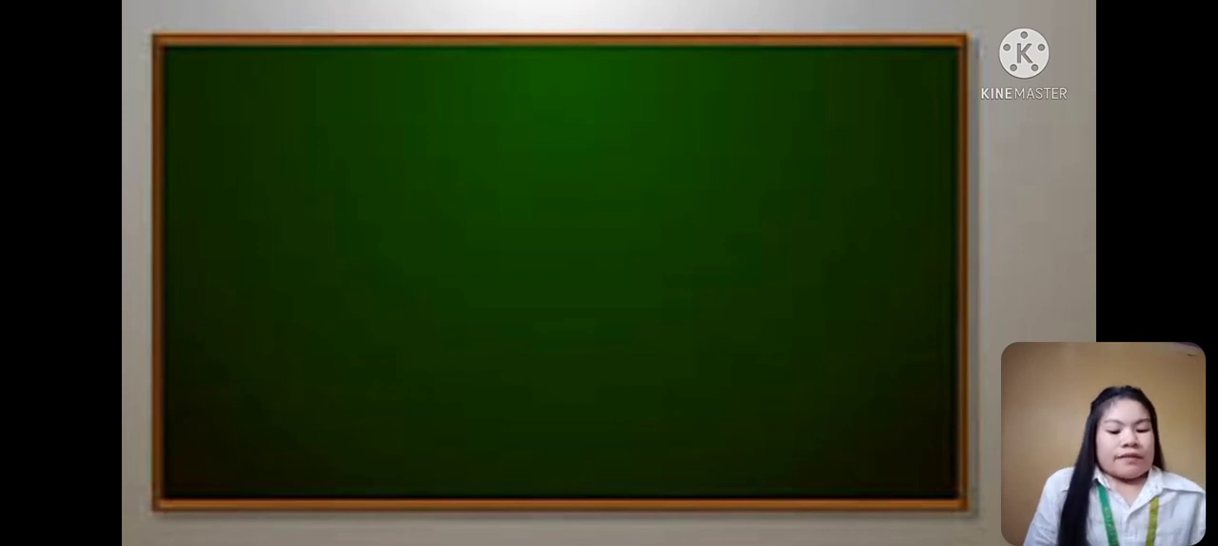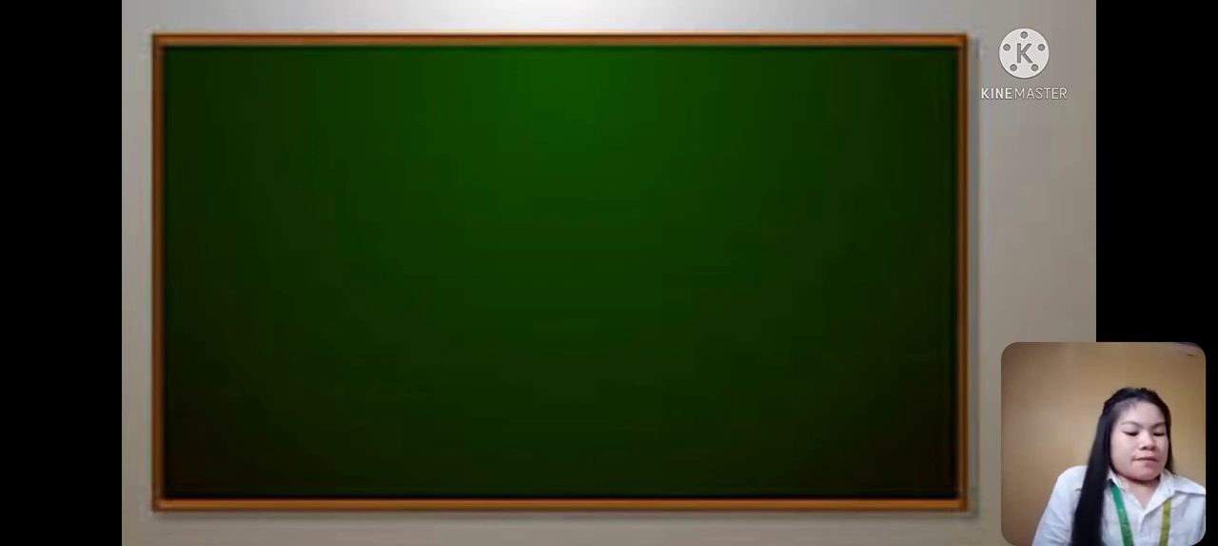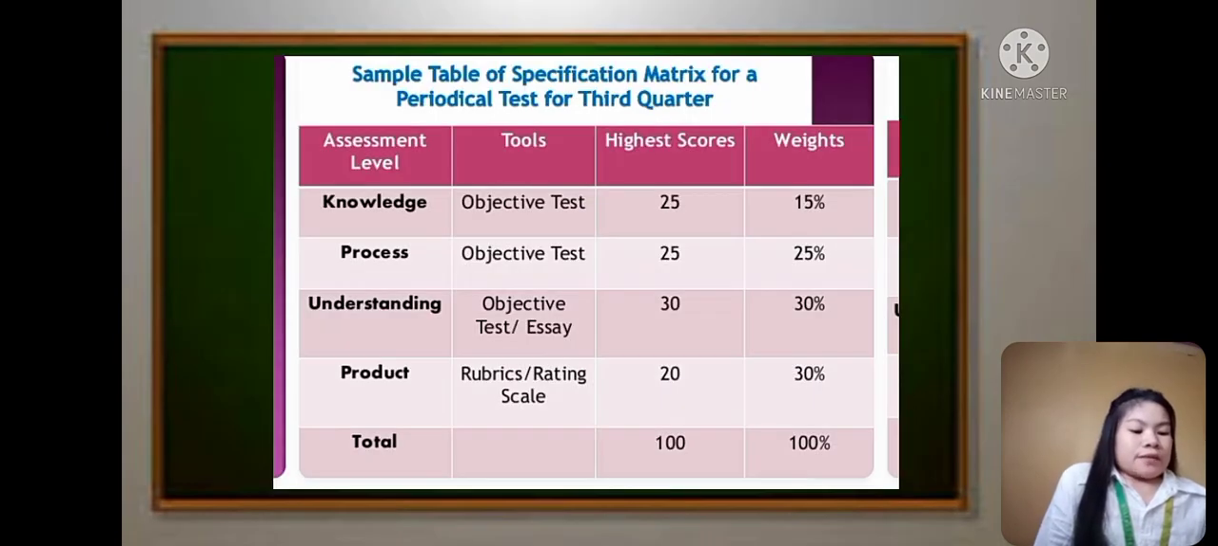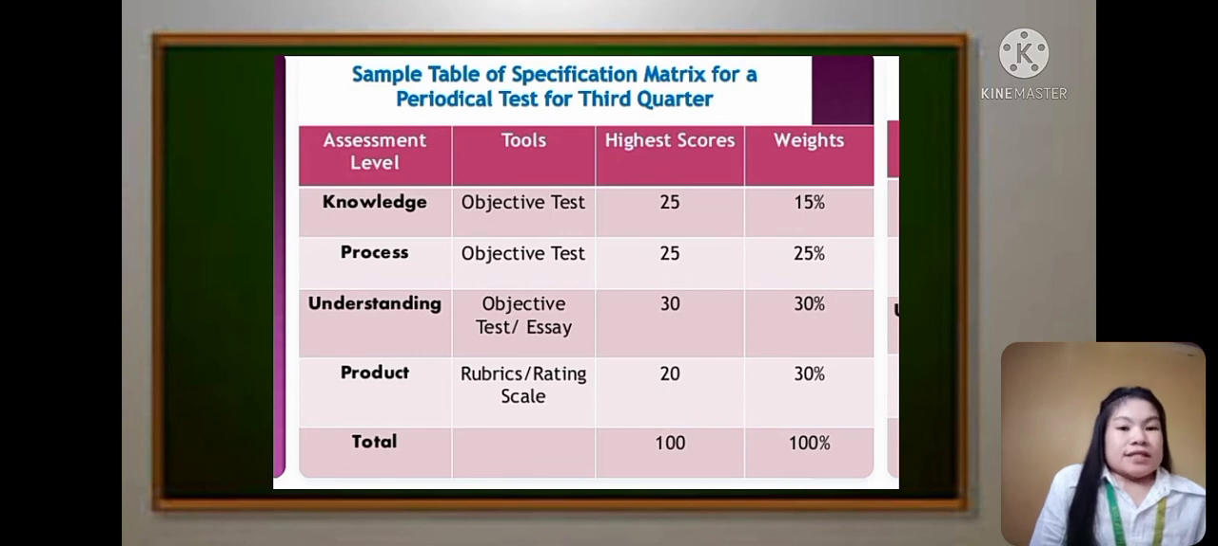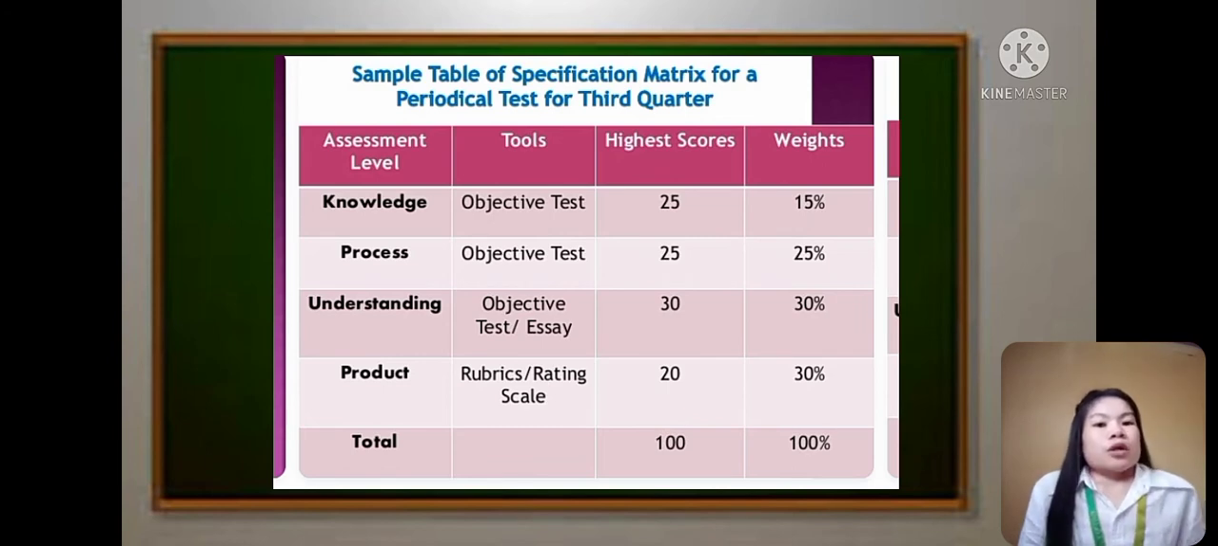Use of levels of assessment in the classroom for a summative test. Illustrative example for a summative test or third grading period in elementary science grade 6. So here is the example of a sample table of specification matrix for a periodical test for third quarter.